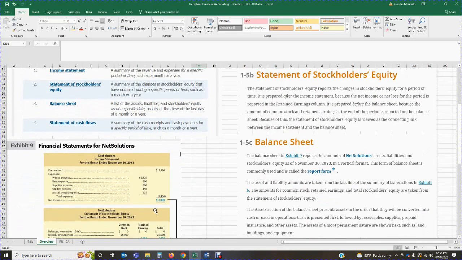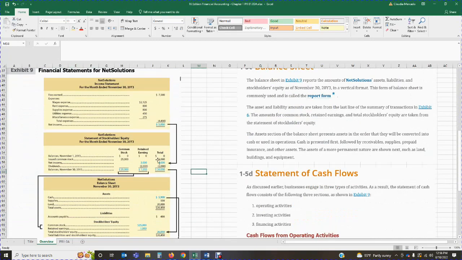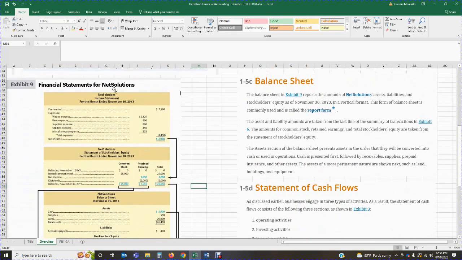So, this is an illustration that you can find in your book, Exhibit 9, and it basically shows the flow of information from one financial statement to the next, okay? So, the income statement shows your revenues less your expenses, and that will give you your income. The income that you calculate will be included, so that number in your income statement is going to flow into your statement of stockholders' equity, okay?